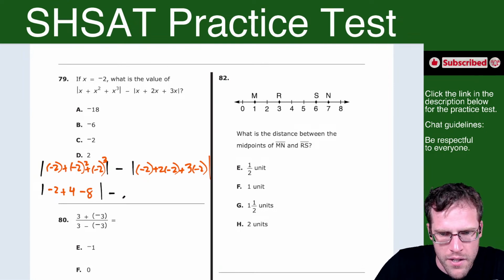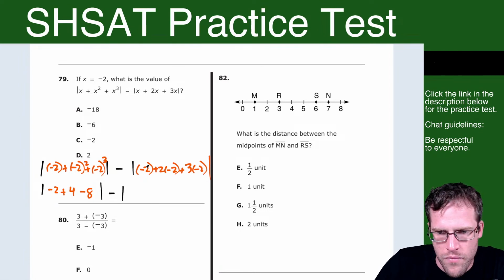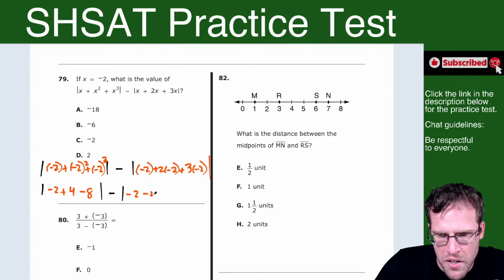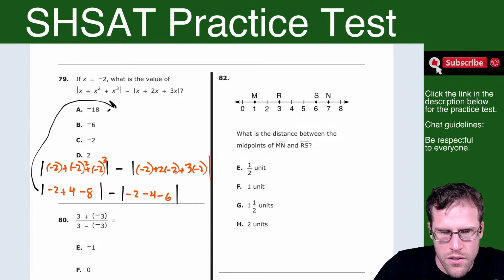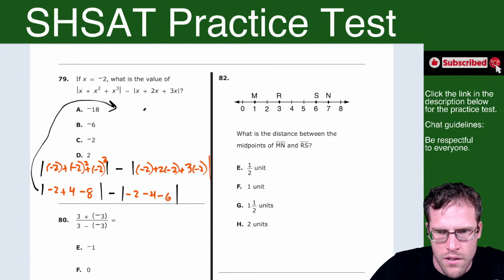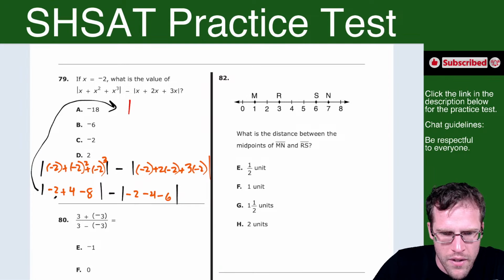So simplify as carefully as possible. And now this one, we have negative 2 minus 4 minus 6. Probably should have given more room. All right, so I'll write it over here. Sorry that I'm zigzagging. So this is absolute value of, going from left to right, negative 2 plus 4 is 2, and then 2 minus 8 is negative 6.